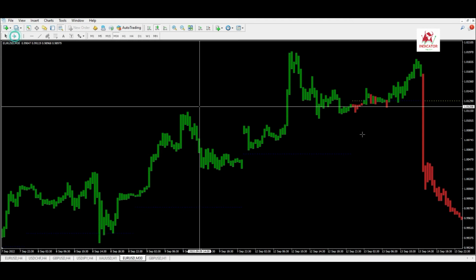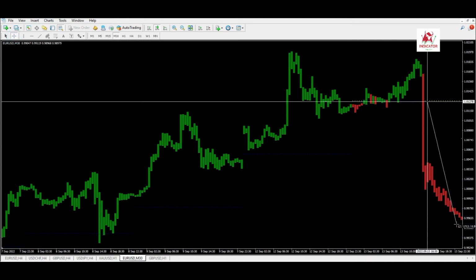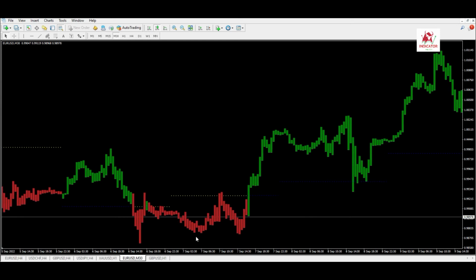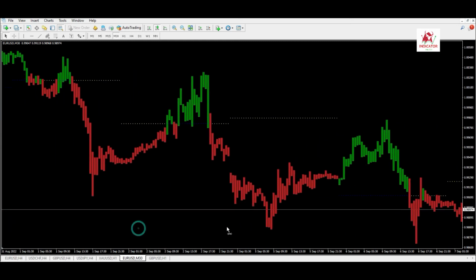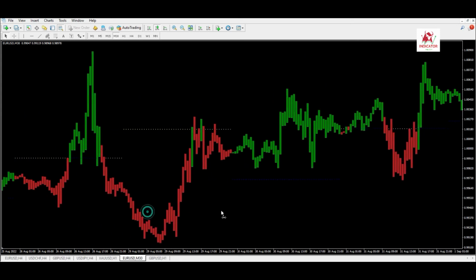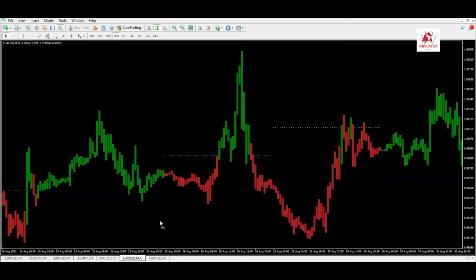A break of the R1, R2 and or R3 signals that buying momentum is high and the market is bullish. In this case, a buy order can be placed after the break of these levels. Consequently, a break of the S1, S2 and or S3 is a signal that selling pressure is high and the market is strongly bearish. A sell order can be placed after the break of any of these levels.